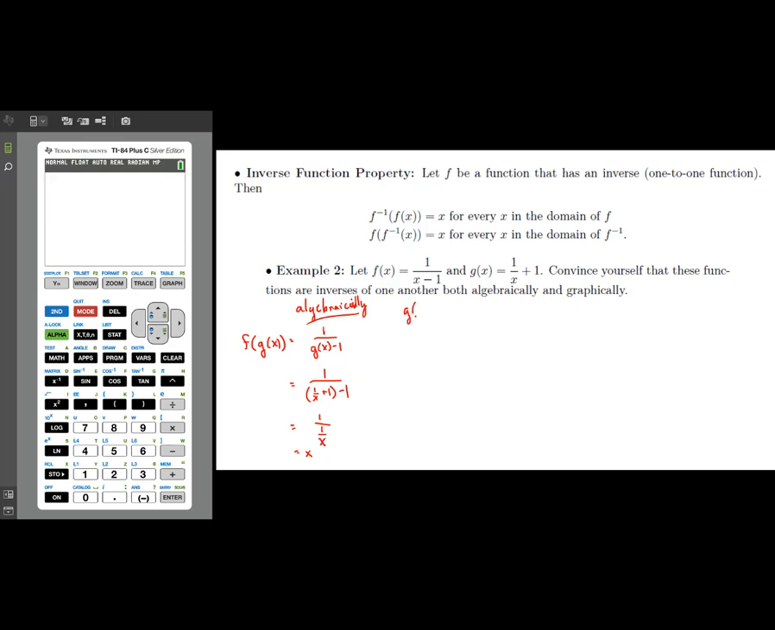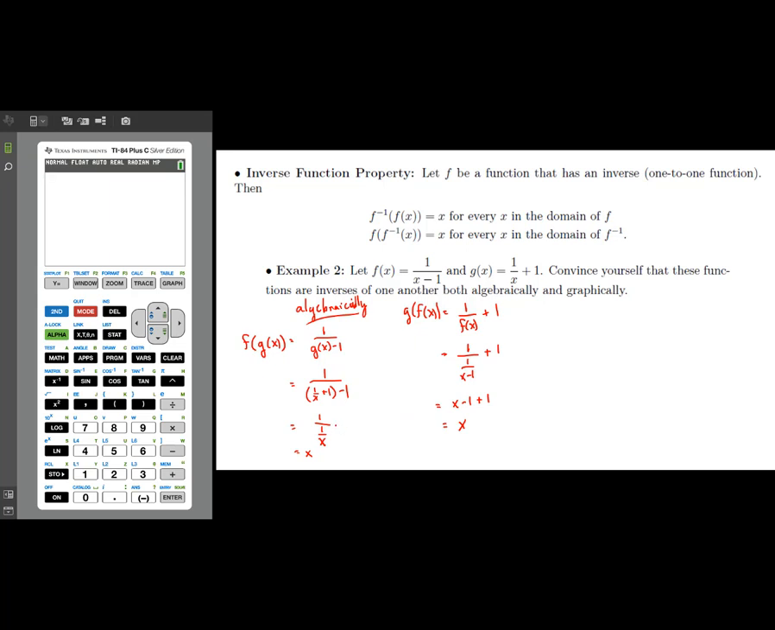If I go the other way, g of f of x, then I take g of x and instead of 1 over x plus 1, I say 1 over f of x plus 1. And f of x, of course, is 1 over x minus 1. But this, of course, is just x minus 1 because instead of divide by 1 over x minus 1, I multiply by its reciprocal, which would just give me x minus 1. And of course, I get x there as well.